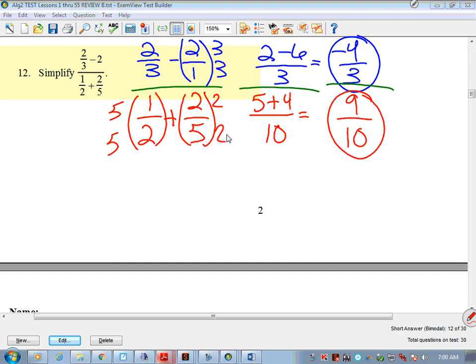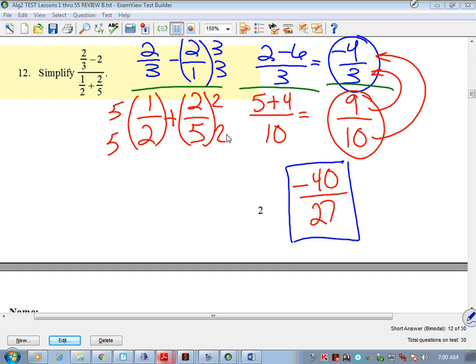So what I have is a fraction divided by a fraction. I can't divide fractions by fractions, but I can multiply by reciprocals. So I'm going to take -4 times 10, which is -40. And I'm going to take 9 times 3, which is 27. And that's our final answer. That actually doesn't reduce any further than that. So this is our answer right here. Okay. Let's erase that one.